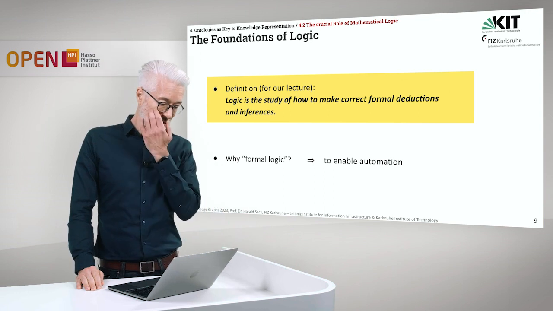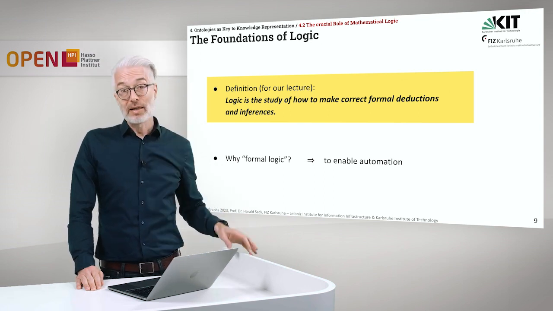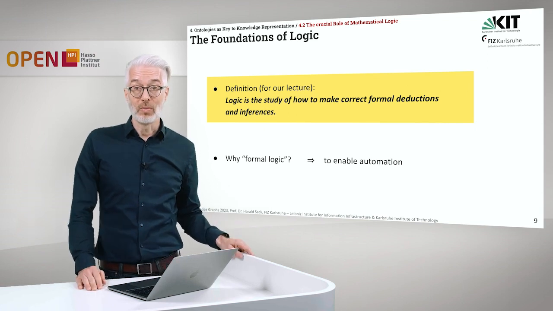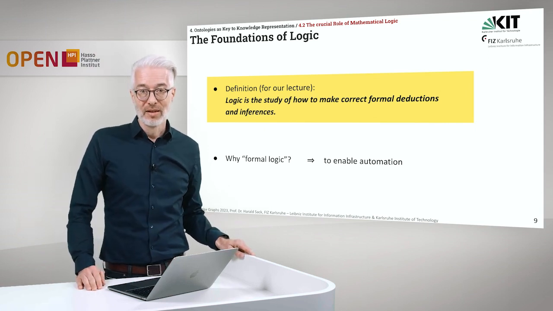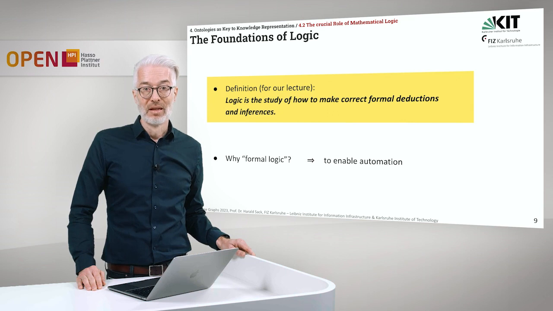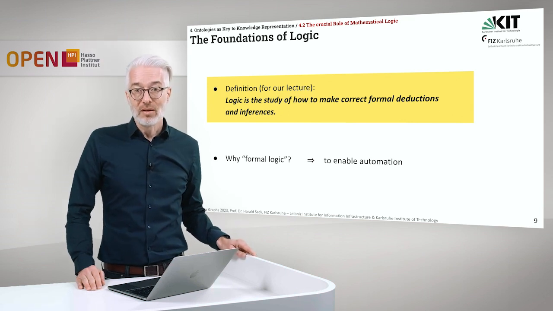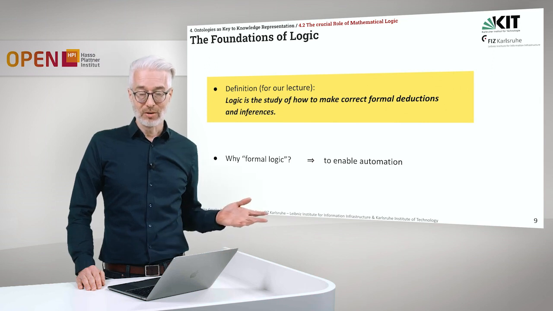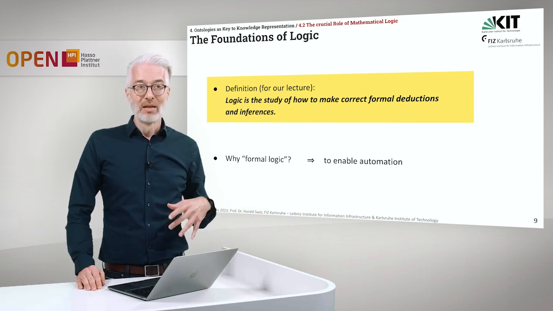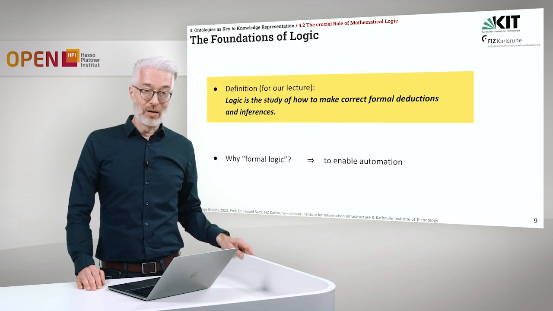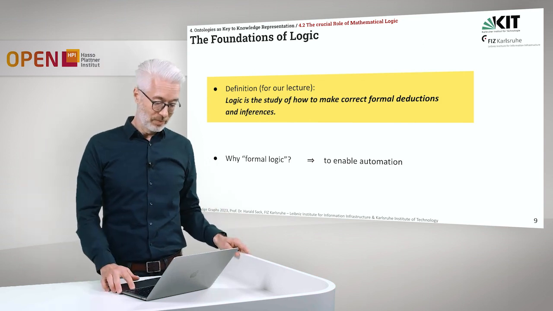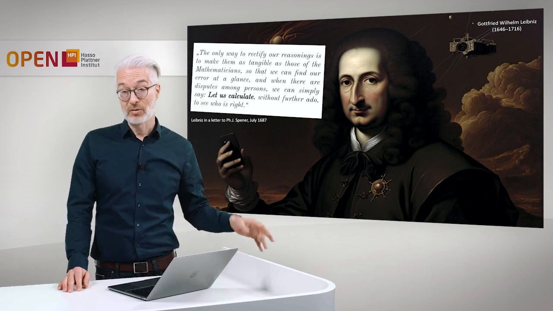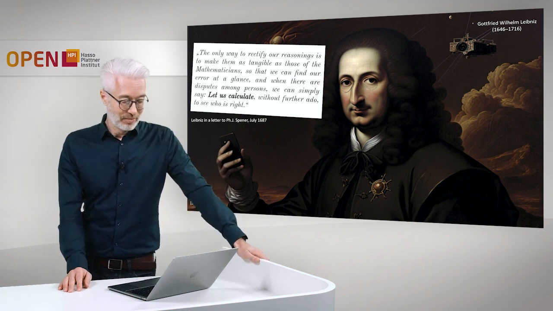So what are the foundations of logic? For our lecture, we stay with the definition that logic is the study of how to make correct formal deductions and inferences. And why do we call that formal logic? We want to enable automation. So this is the thing we want to do. It should be computable on our machines, on a computer. And this general assumption dates back to Leibniz.